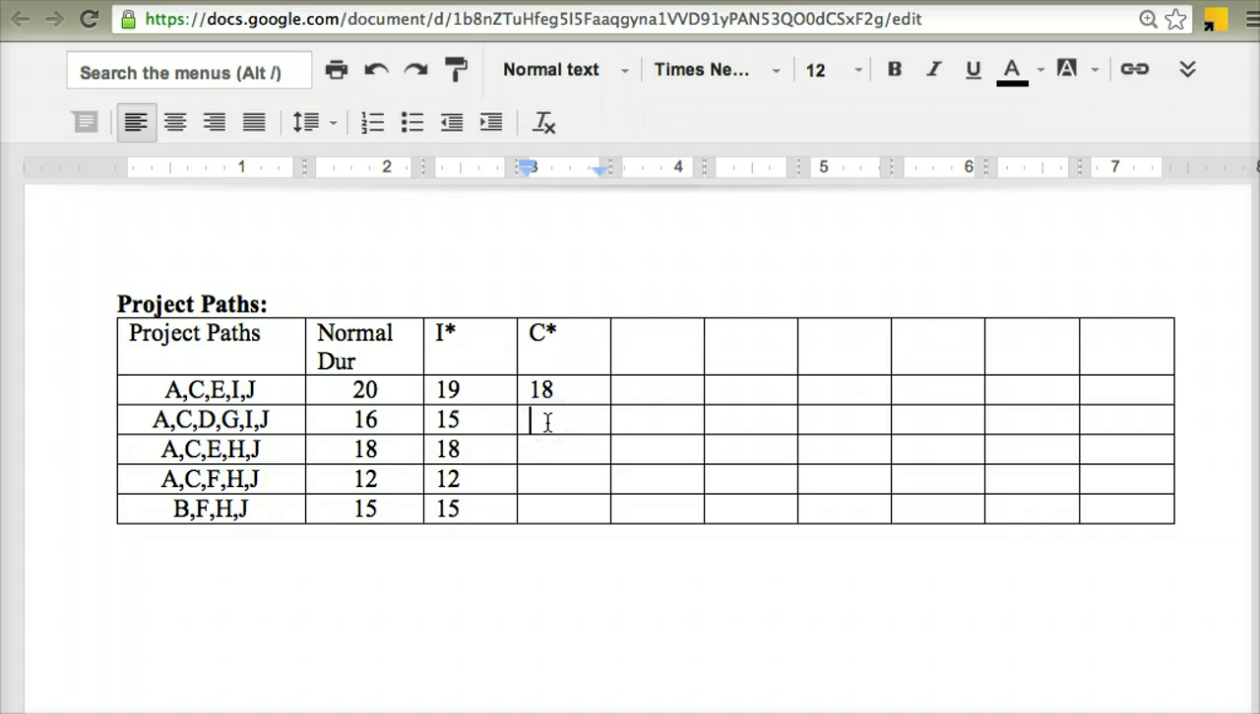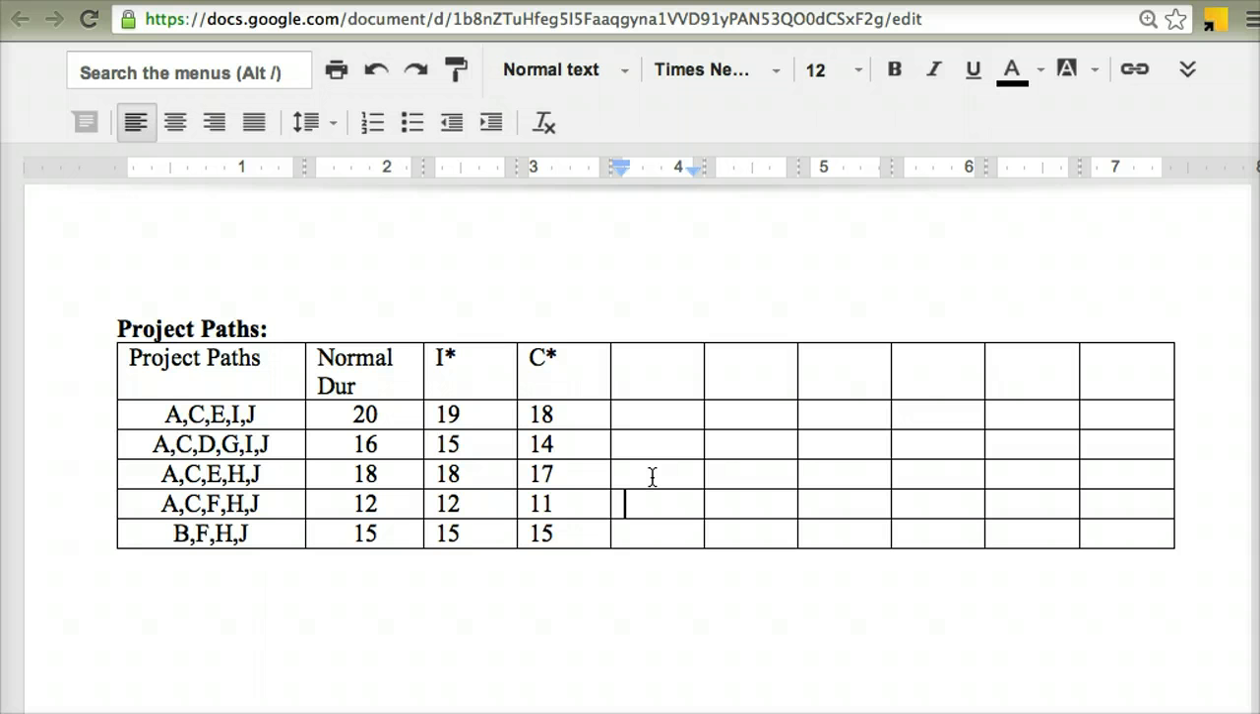This path goes from 15 down to 14. This path has C on it, so that goes from 18 down to 17. This path has C on it, so that goes from 12 down to 11. And this path doesn't have C on it, so that stays at 15.